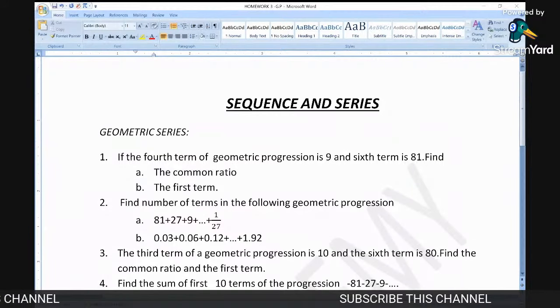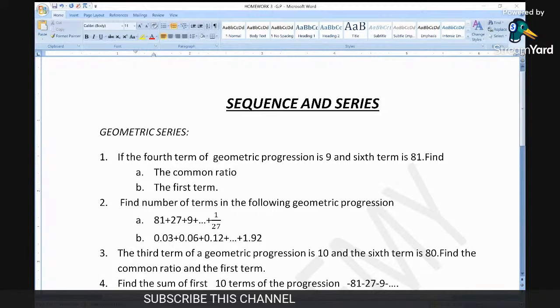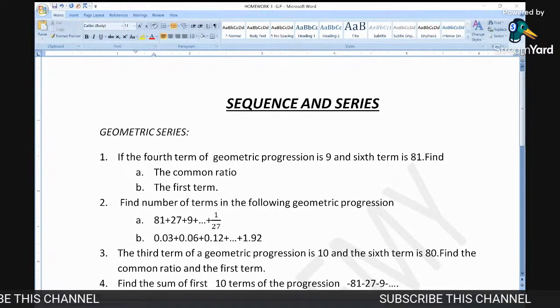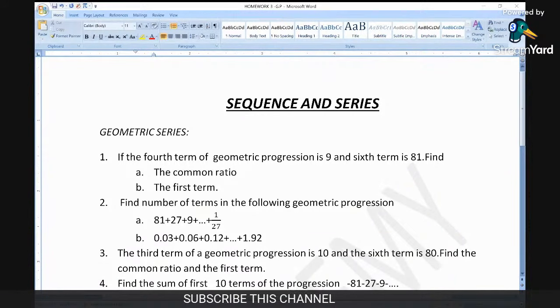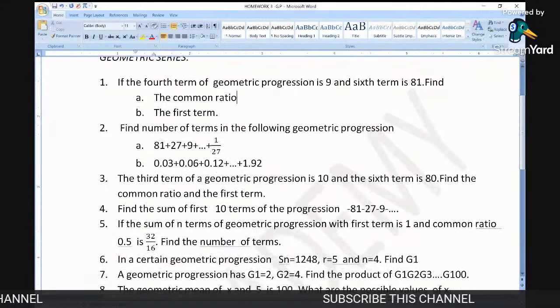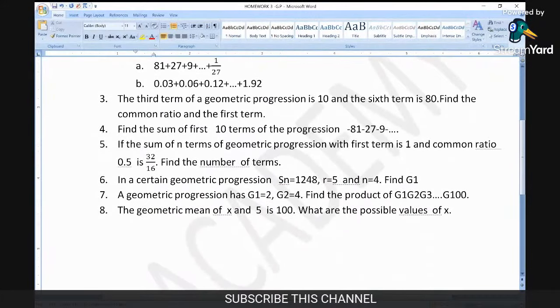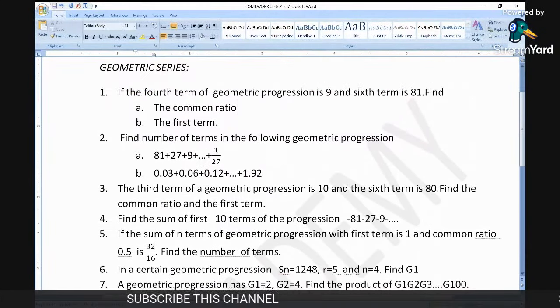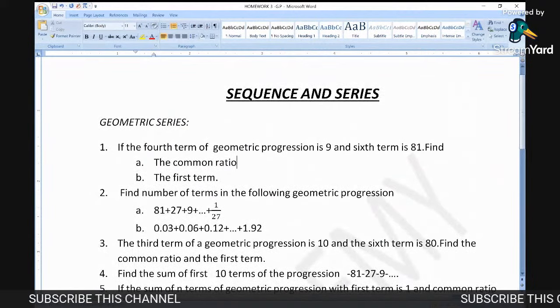Today we are going to discuss questions which are related to sequence and series, and specifically geometric series. As you can see the questions, of course we are going to have about 10 questions. And all these questions, in one way or another, are related to geometric progression.